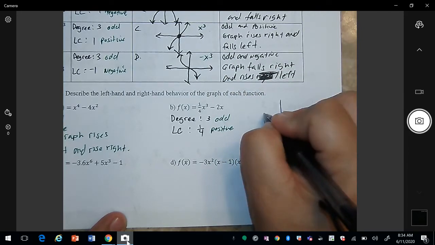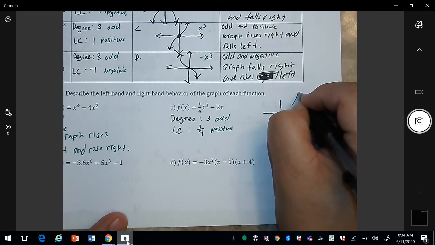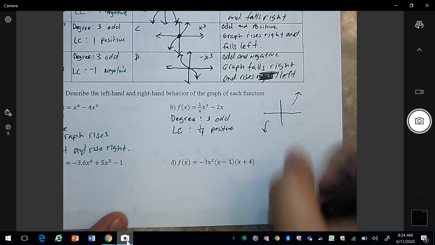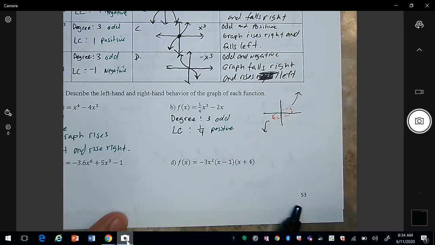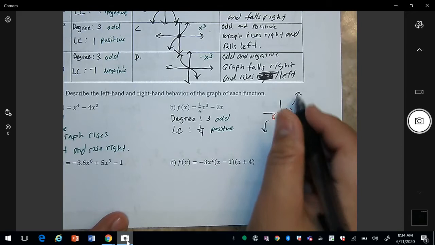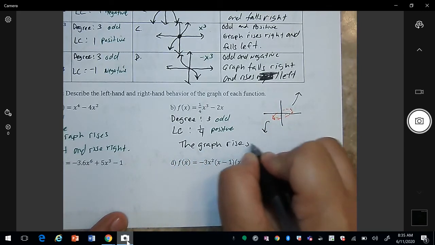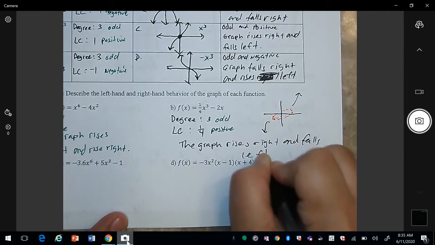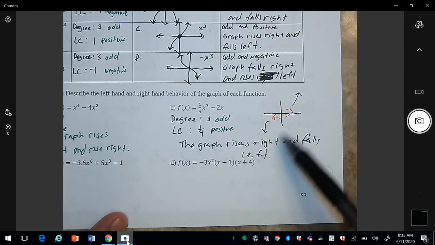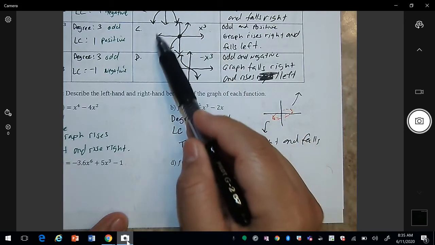So when we graph this, all we know is that the graph is going to rise to the right. So you have something over here, and it falls down. And we don't know exactly what happens in between, which we will figure out in later sections. So for now, we just want to know what the behavior is. So I'm going to say the graph rises right and falls left. And again, it rises right and falls left because the degree is odd and the leading coefficient is positive, so it's going to have this same behavior.